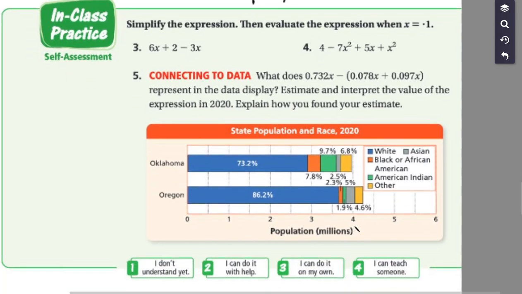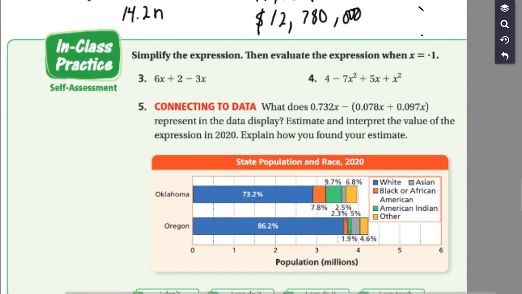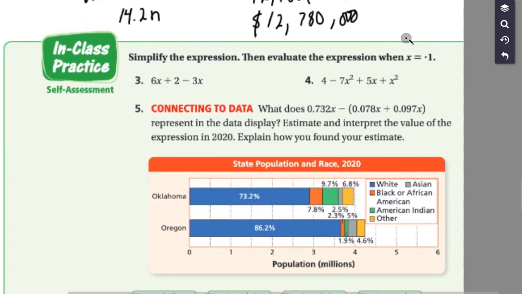So we're going to look at this next section on simplifying. What we're going to want to do first is, and it printed weird, but what they're trying to say is x is equal to -1. That's a -1 is what that says. So first of all, we want to simplify. That means we're going to find the like terms.